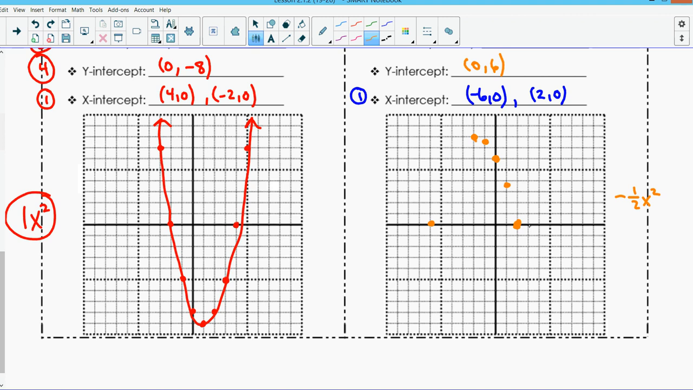So here's 8, 9, 10, 11, 12.5, and I probably have another one that fits. So 1, 2, 3, 4, 5, 6. 6 squared is 36. Half of that's 18. So there's 8. There's 10 more. Okay, find my symmetrical points.